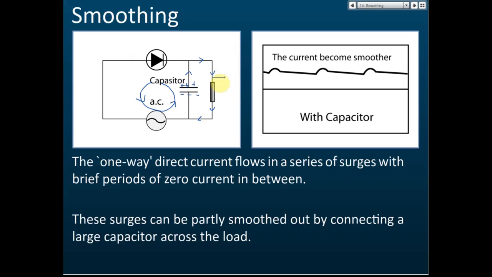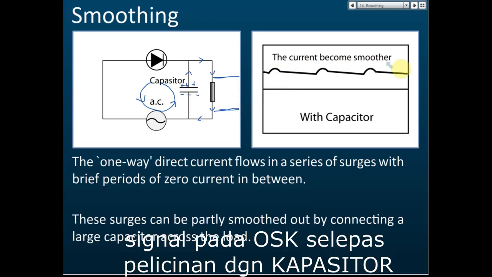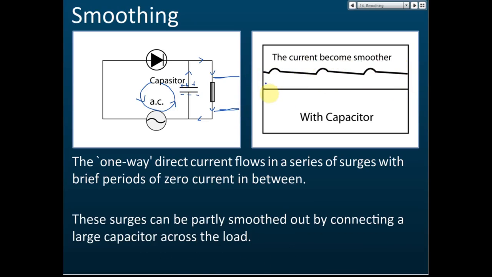So, if you connect this to the CRO, the cathode ray oscilloscope, then you will see something like this. Forward bias, the current increases. But when the current starts to drop, the capacitor starts to play a role here. It will give current to the resistor here. So the current does not drop to zero, because it gets current from the capacitor. This is the current from the capacitor.